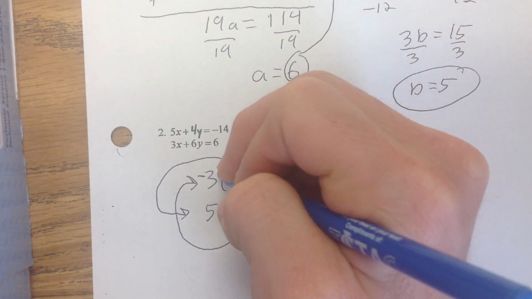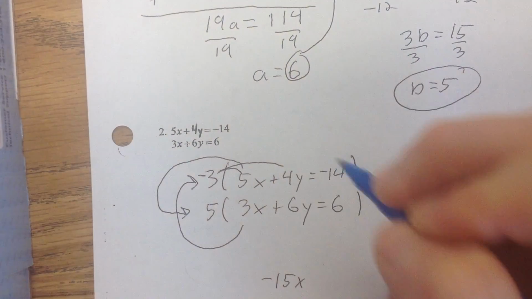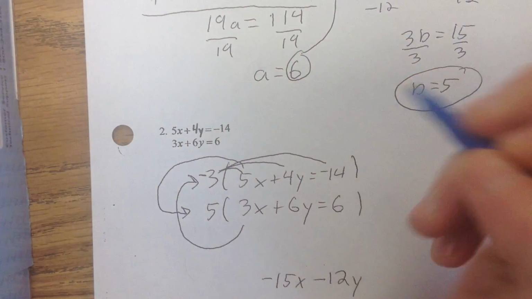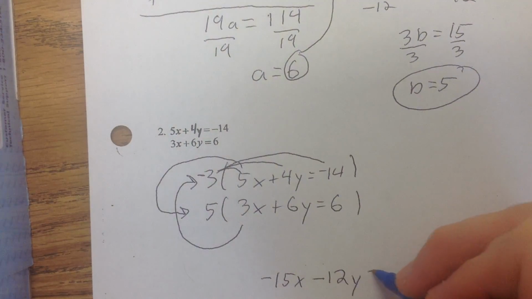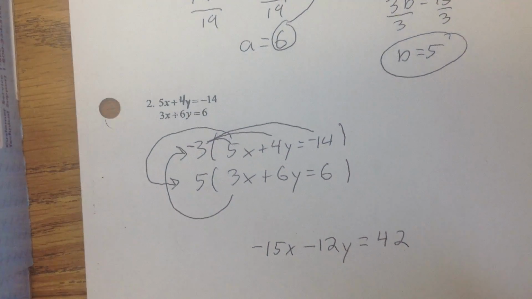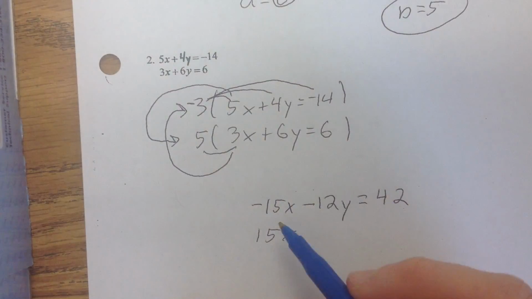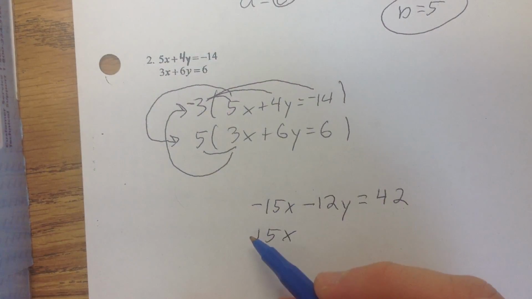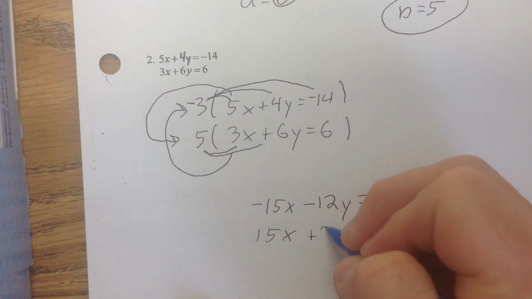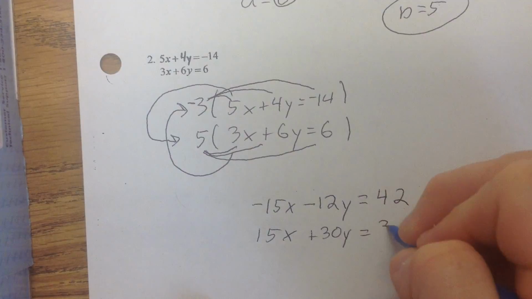All right, so I'm going to go with a negative 3 here. And then I'm going to start my distribution. Negative 3 times 5 is negative 15x. Negative 3 times 4 is minus 12y. And then negative 3 times negative 14, we've got a negative times a negative there, so that's going to be a positive 42. All right, then we'll do the same thing down below. 5 times 3 is 15x. So here you're seeing I have my opposites, a negative and a positive, and then they're the same number. 5 times 6 is plus 30y, and then 5 times 6 again is another 30.